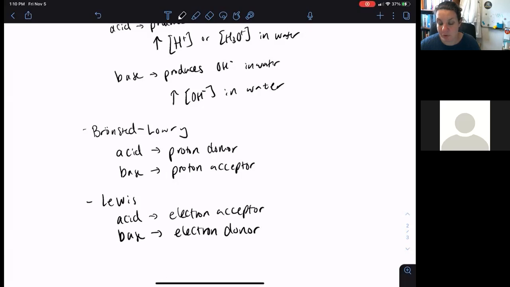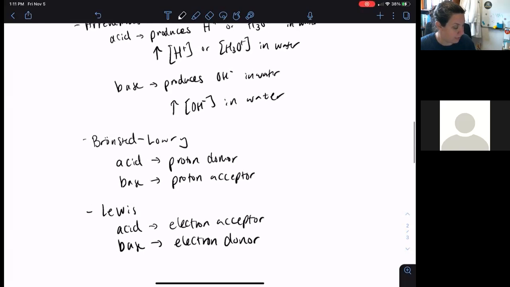Okay, you should be able to draw out the Lewis structures for our acids and our bases. That could be expected on an exam, and show where hydrogens are going, show where electron pairs are going, and identify if a substance is an acid or a base, and by what definitions. You should also be able to come up with all of these definitions.